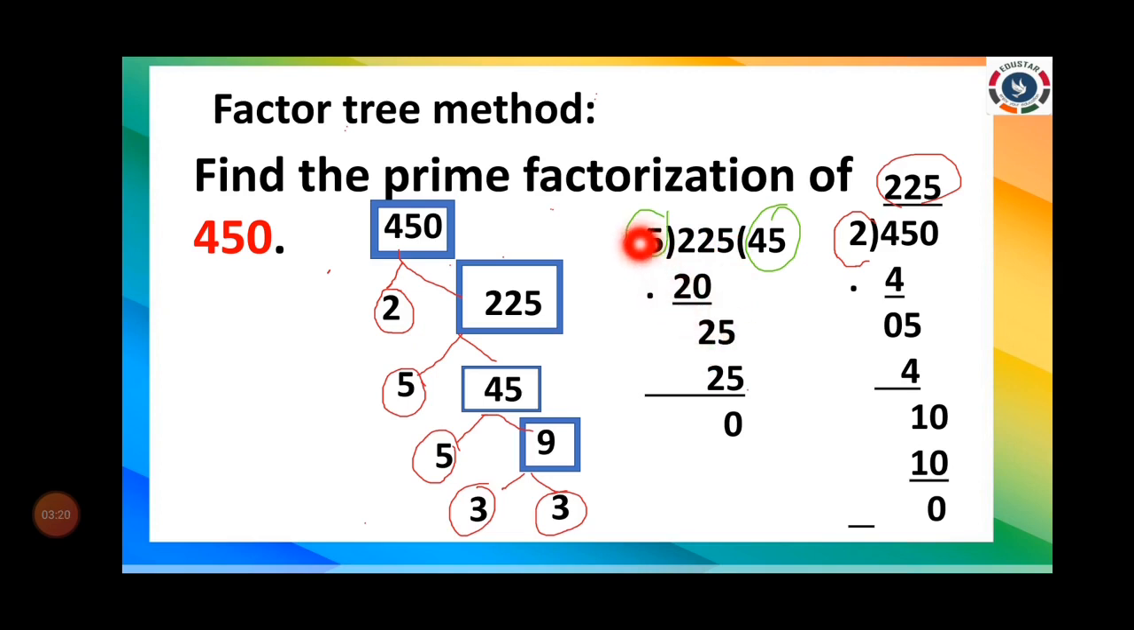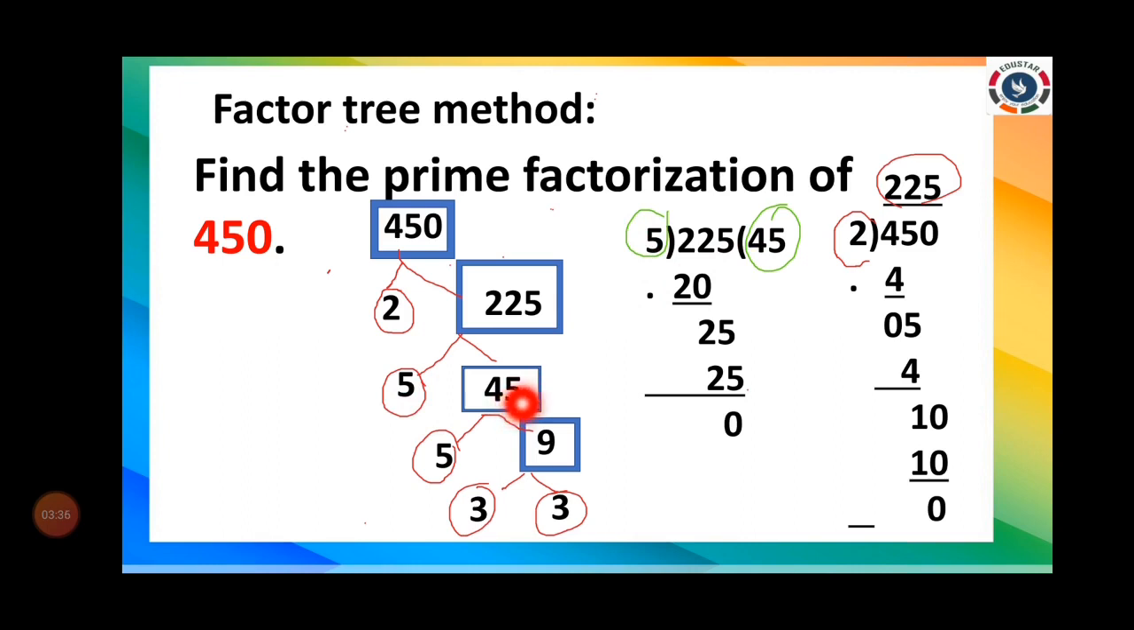How many times of 5's are there in 25? 5 times. Write 5, then 25 at the bottom. Then subtract the values. You will get 0. So you have to write 5 is the prime number. That you write in the circle, and 45 write in the box.